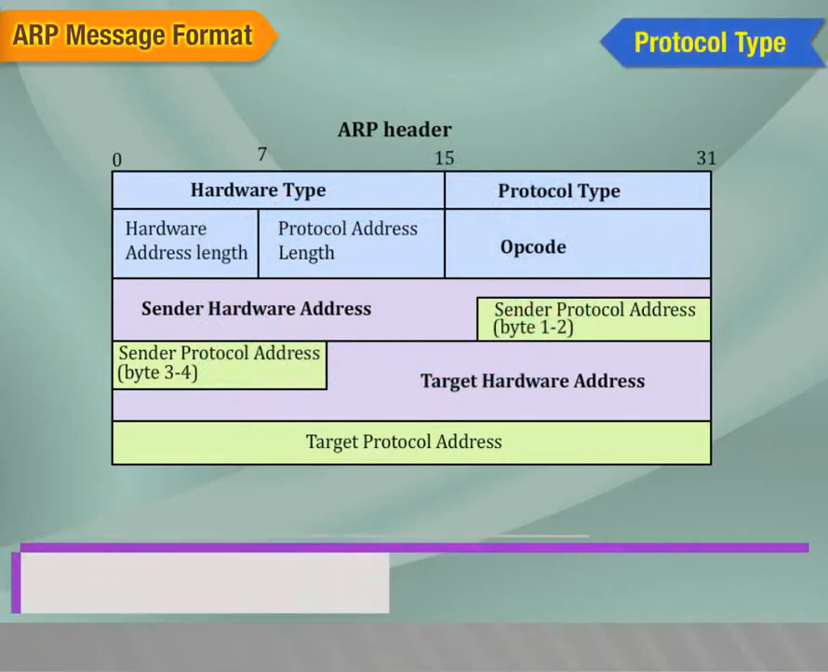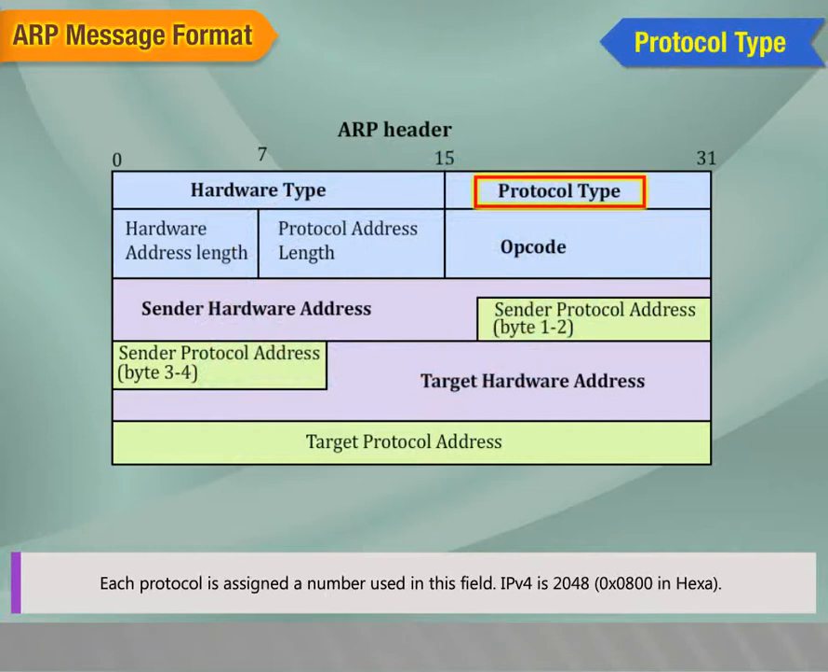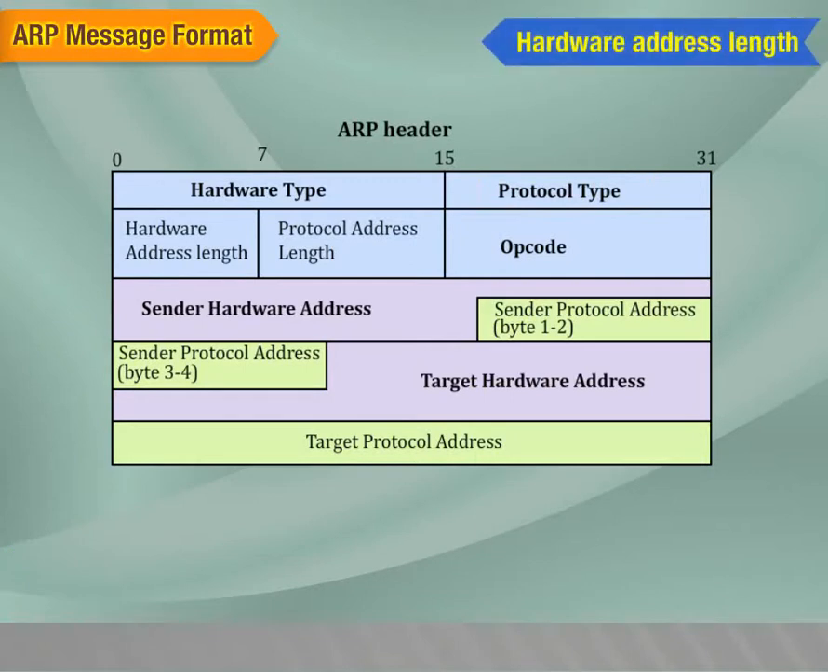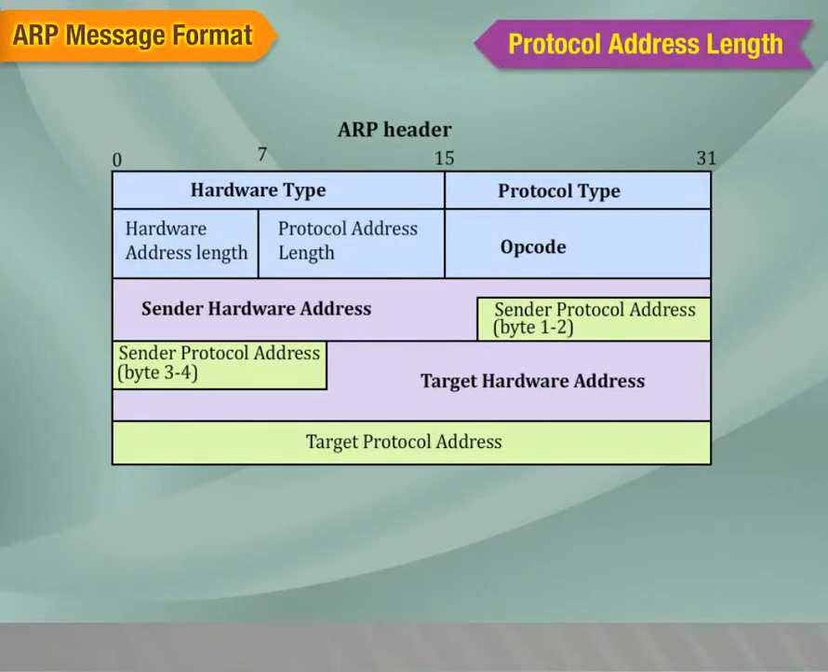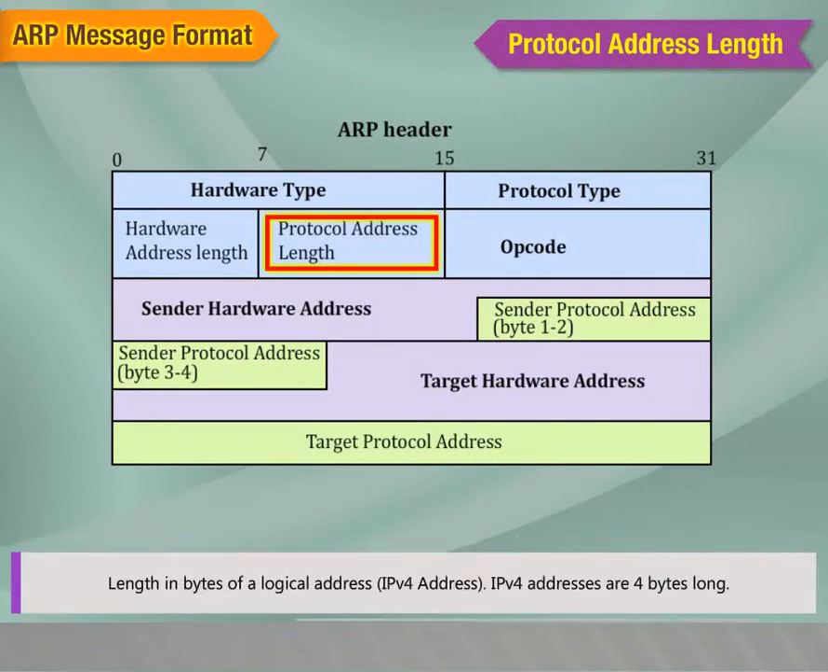Protocol type. Each protocol is assigned a number used in this field. IPv4 is 2048, that is 0x0800 in hexadecimal. Hardware address length. The hardware address length in the ARP message is the length in bytes of a hardware MAC address. Ethernet MAC addresses are 6 bytes long. Protocol address length. Length in bytes of a logical address, that is, an IPv4 address. IPv4 addresses are 4 bytes long.